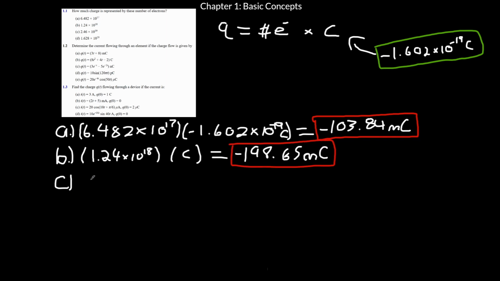Same thing for C. We have 2.46 times 10 to the 19 multiplied by the charge of electron is going to equal, this one we don't have to convert into microcoulombs, it's big enough, so 3.941 coulombs.